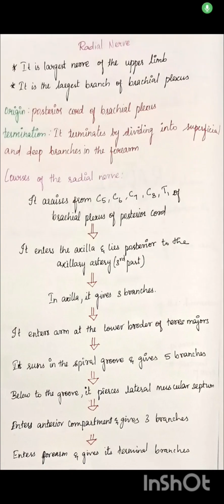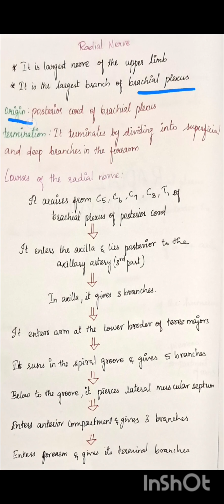Today's topic is the radial nerve. It is the main nerve of the upper limb, as well as the largest nerve in the upper limb of the human body. And secondly, it is the largest branch of the brachial plexus. The brachial plexus is the main group of nerves which supplies the overall upper limb. The radial nerve is one of the nerves which arises from this brachial plexus.